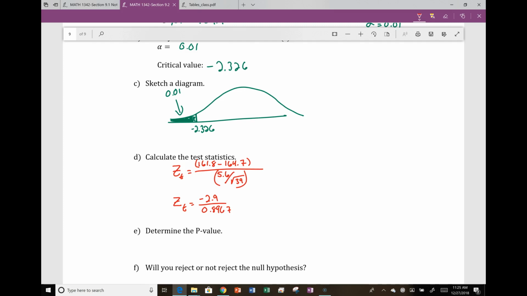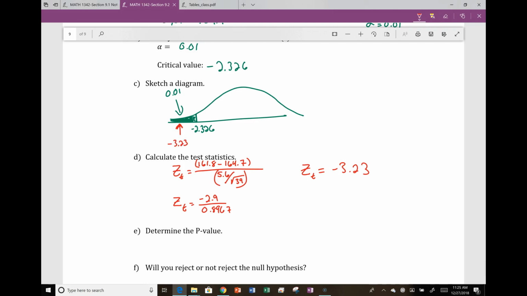You'll notice that I'm not simplifying the denominator down to 2 decimals. I want to leave more decimals than that. I want to be as accurate as possible, so I want to keep as many values as I can there. So my test statistic is going to be negative 3.23. That's going to be somewhere way over here. So that's going to be a negative 3.23.